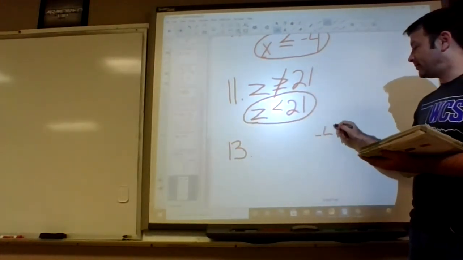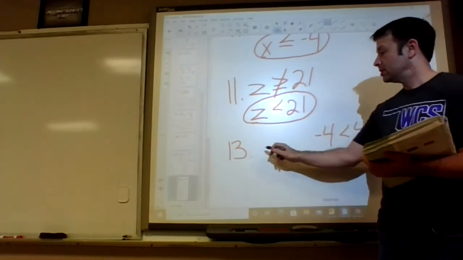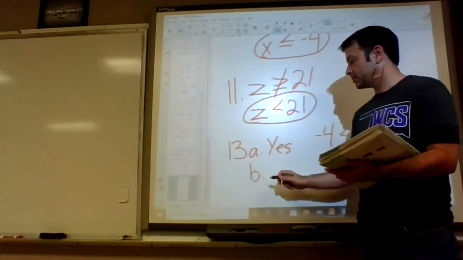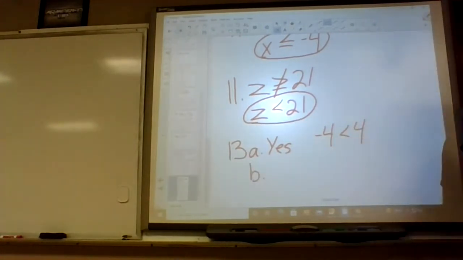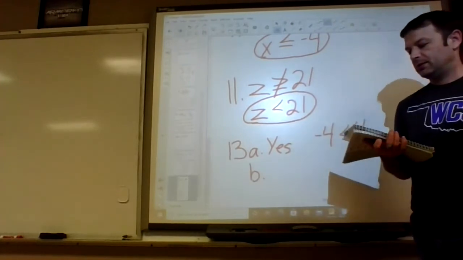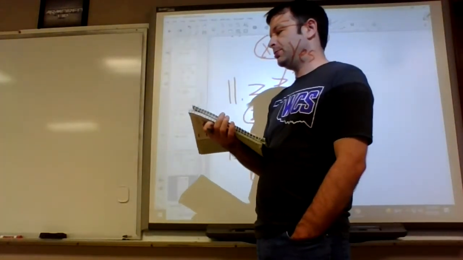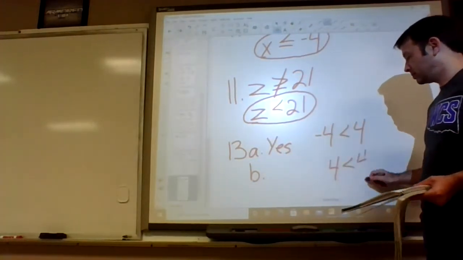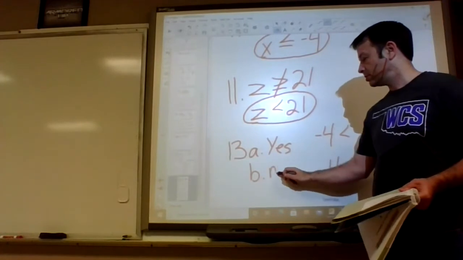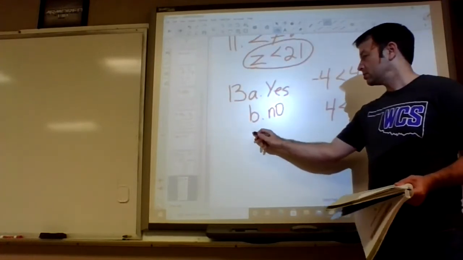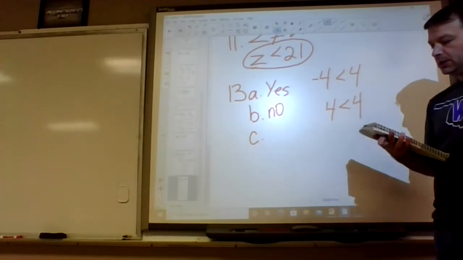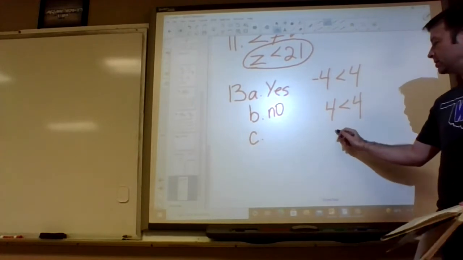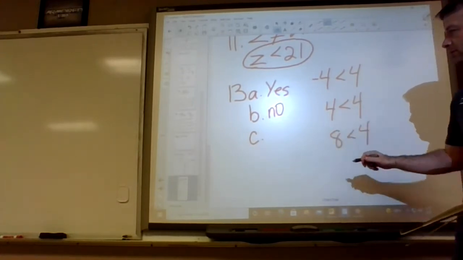-4. Is -4 less than 4? Yes, so I'm going to put 13a, yes. That is a solution. B is 2. 2 times 2 is 4. So is 4 less than 4? No. C is 4. So what's 2 times 4? 8. Is 8 less than 4? No.